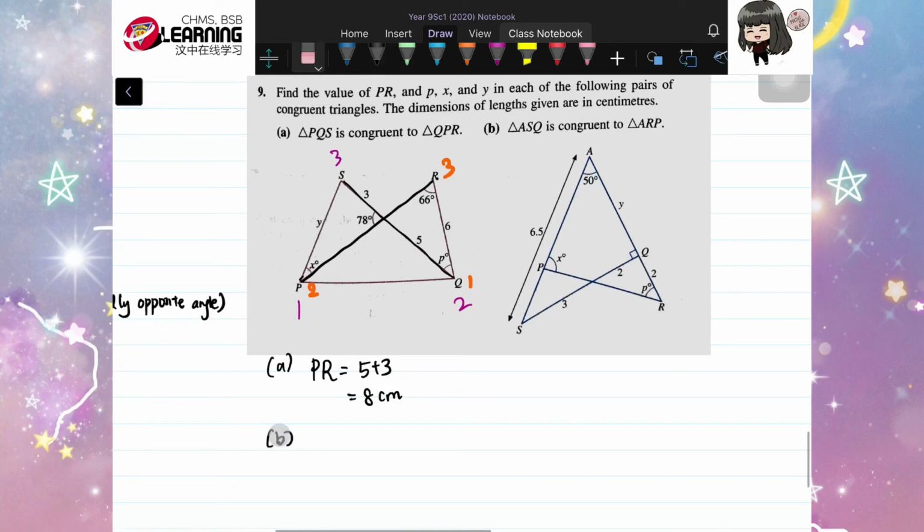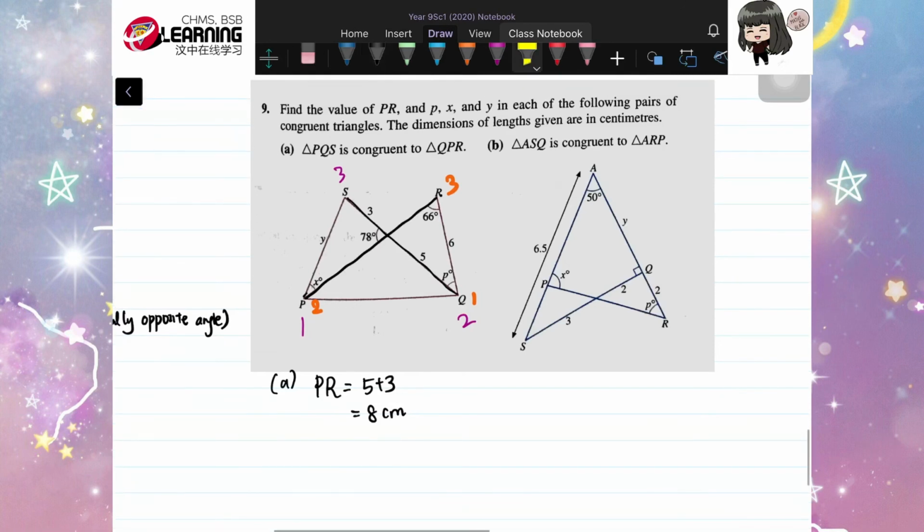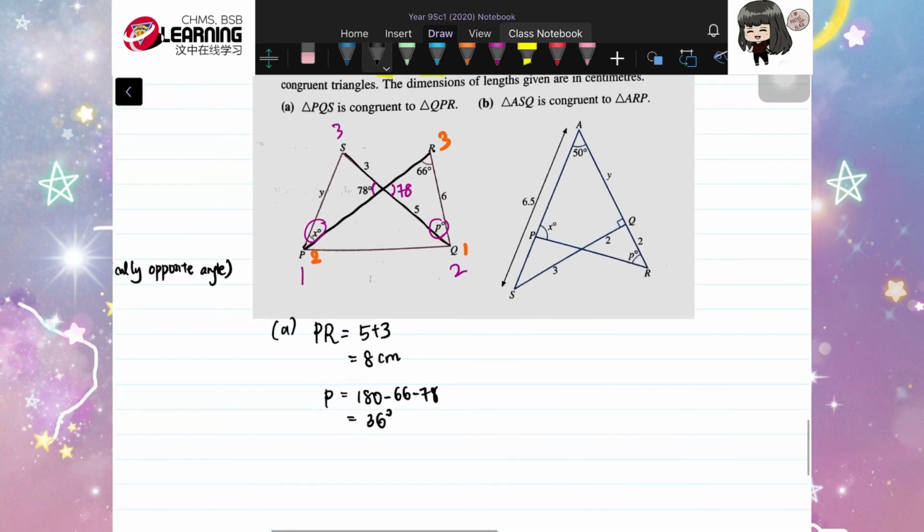Okay, you draw yourself first for this question. Asking to find PR, and then you need to find value of P, because here they ask for PR, P, X and Y. So value of P is the same as the other one over here, but you are not given here. But then you are given 78, so this is also 78. So P is 180 minus 66 minus 78, which is equal to 36. I do this fast, but you can pause the video and try to calculate yourself.